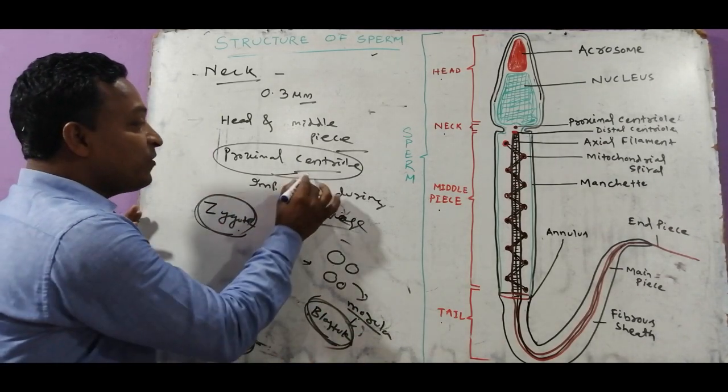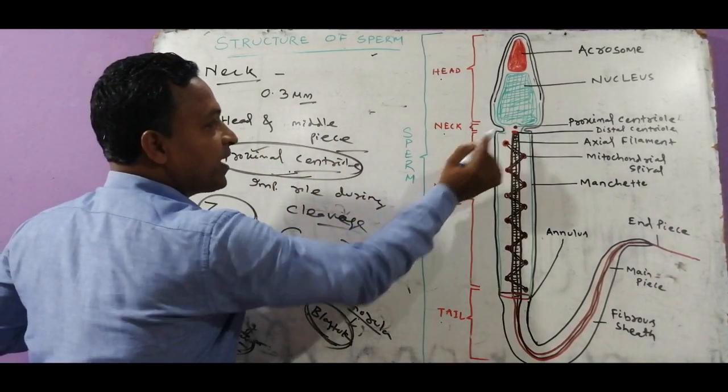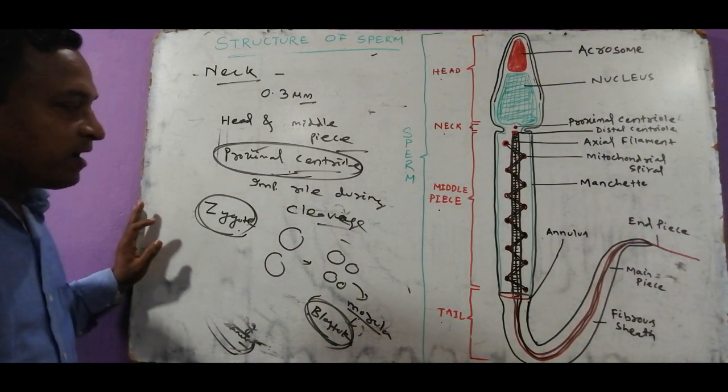During cleavage, the proximal centriole of the neck plays an important role. Yes, clear cut. Try to guess, my dear.